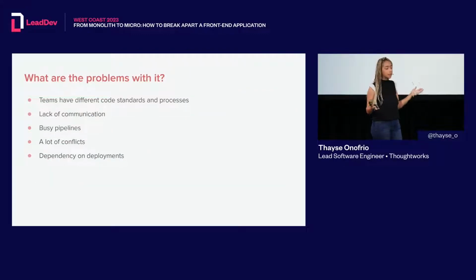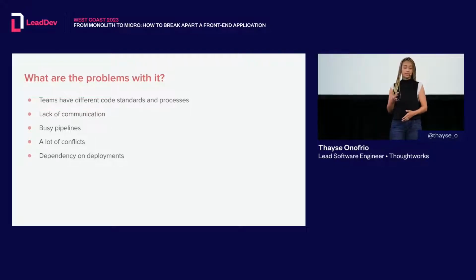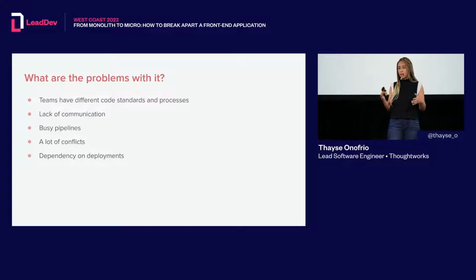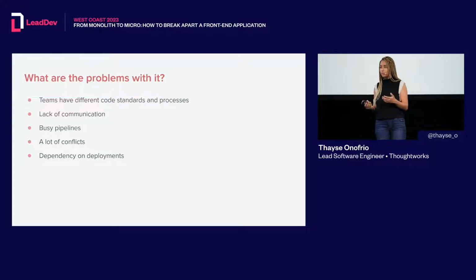Some of the problems they start to have: each team has different code standards and processes, as I mentioned. So one team will commit one thing one way, the other team in another way, so it starts to become messy. There is not really a lot of communication between the teams. They have different ceremonies, they have different processes, so they don't really talk to each other unless they really need to. They are also sharing the same pipelines now, so the pipelines are busy all the time, not really a lot of resources to handle everything they need. There are a lot of conflicts because of this lack of communication, so one team doesn't know what the other team is working on, so they might end up breaking each other's code frequently, and a lot of communication conflicts as well.